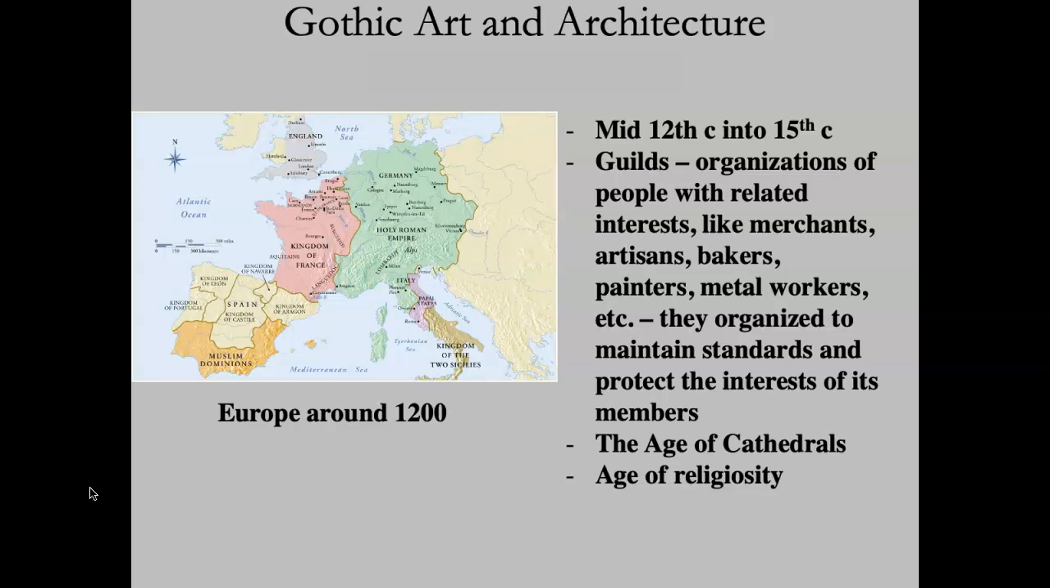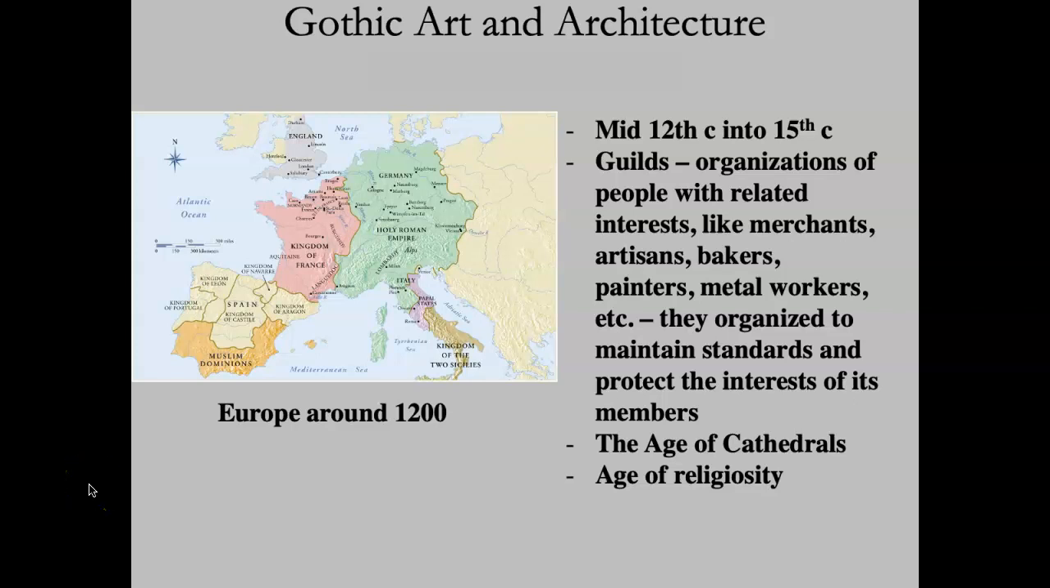Guilds are organizations of people with related interests, and they can be made up of merchants, artisans, bakers, painters, metalworkers. They are essentially professional organizations, and they organize to maintain standards and protect the professional interests of its members. They're essentially like medieval unions. They can also be very important social places, playing social roles in communities. They protect people's political interests. They could organize religious celebrations and even protect families that are within the guilds in times of hardship.